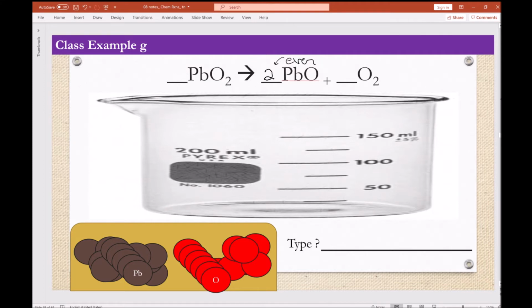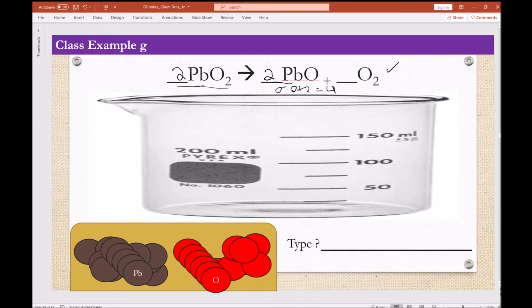So because of that, I'm just going to put a 2 here instead of a 3, and let's see what we can get. Okay, 2 oxygen plus, I have 2 more here, gives me 4 oxygen atoms. I can make 4 over here by putting a 2. And now I have 2 lead, 4 oxygen, and 4 oxygen, and my equation is balanced.